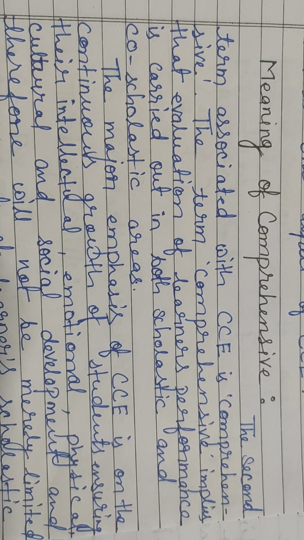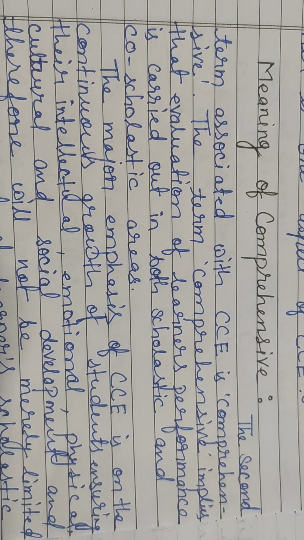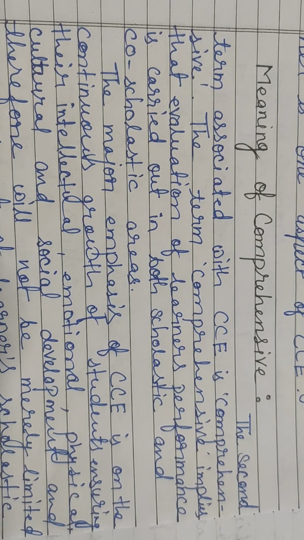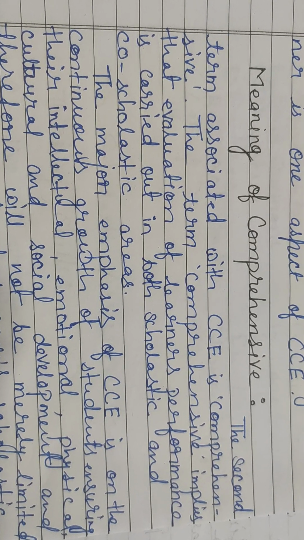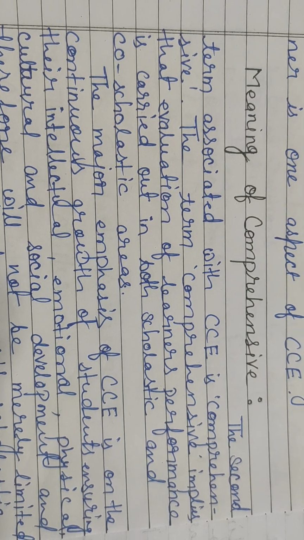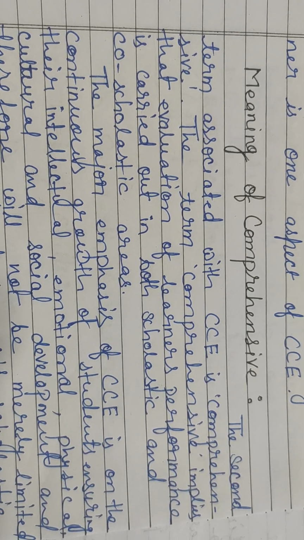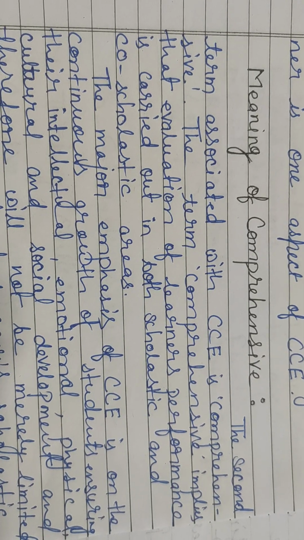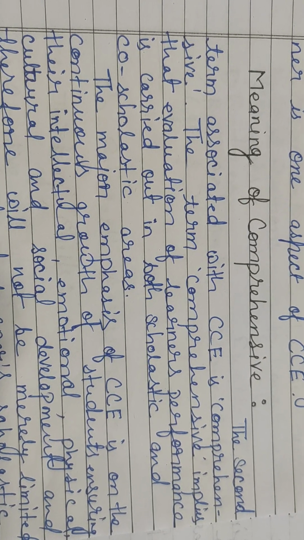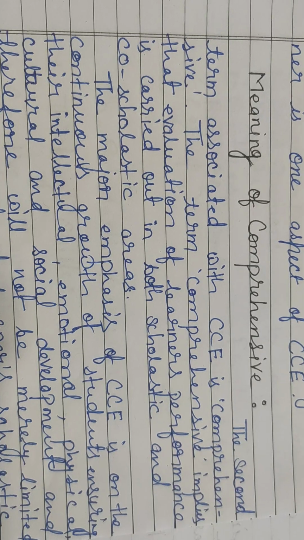Meaning of comprehensive. The second term associated with CCE is comprehensive. The term comprehensive implies that evaluation of learners' performance is carried out in both scholastic and co-scholastic area.